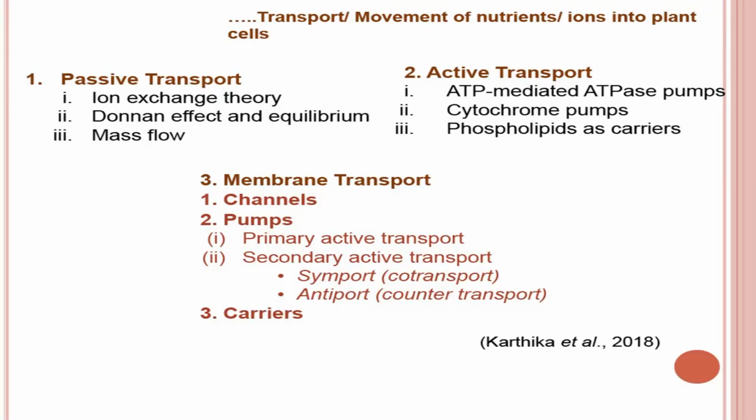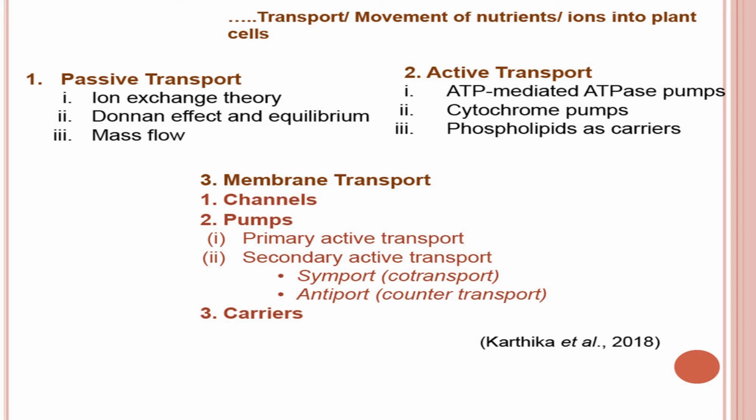Now, see transport or movement of nutrients into the plant cells, how it is happening. So, there are three major mechanisms. Number one is passive transport, number two is active transport, number three is membrane transport. In passive transport, we have three different mechanisms. One is ion exchange theory, number two is Donnan effect and equilibrium, number three is mass flow.